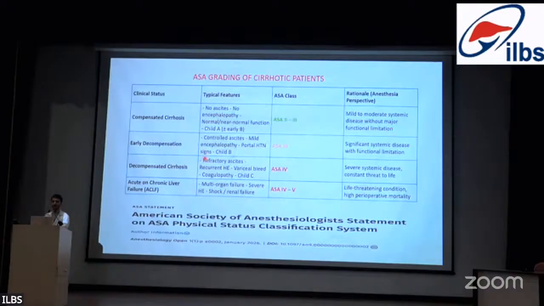For early decompensations, we usually label them as ASA 3, which is significant systemic disease with functional limitation. Decompensated cirrhosis, including refractory ascites, refractory HE or variceal bleeding, or Child C patients are labeled under ASA 4. That means they have a severe systemic disease that is a constant threat to life. Acute and chronic liver patients who come for any emergency procedures with multi-organ dysfunction, etc., are termed as ASA 5, that is, they have a life-threatening condition with high perioperative mortality.